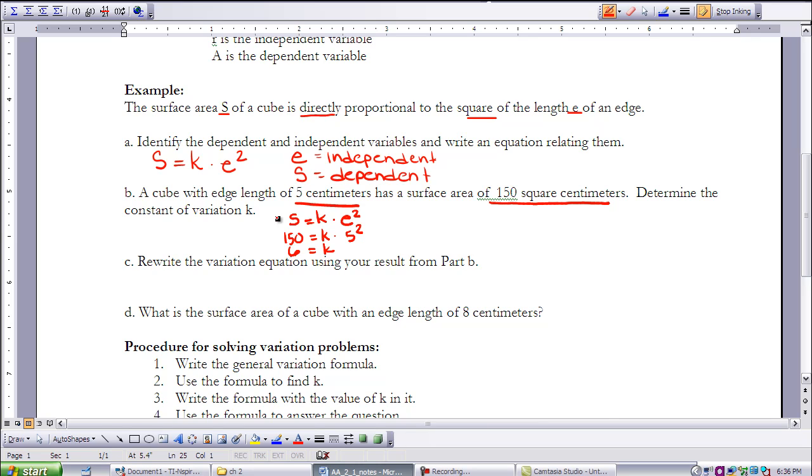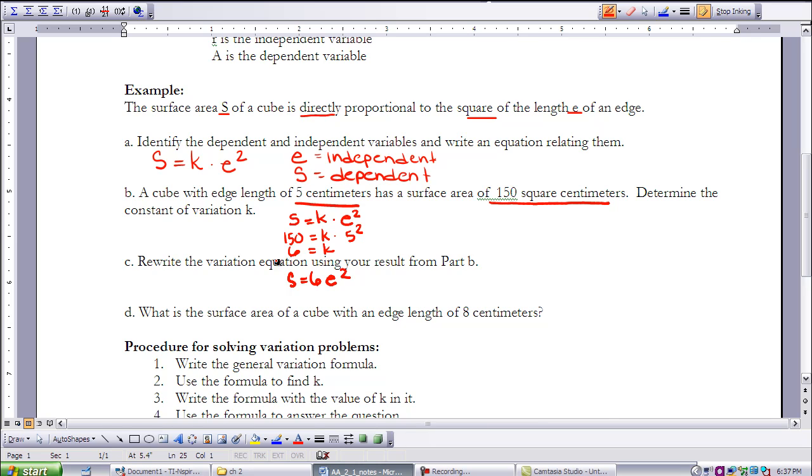We have E being 5 centimeters, since they say that's the edge length, so we insert 5 in place of E, so 5 squared is part of our formula. And it has a surface area of 150 square centimeters, so we're inserting 150 in place of S. And then we can go ahead and solve our equation for K. K equals 6. So part C says we want to rewrite the variation equation using our result from part B. In doing so, we found K, so we just plugged in 6 in place of K. So our new equation is S equals 6 times E squared.